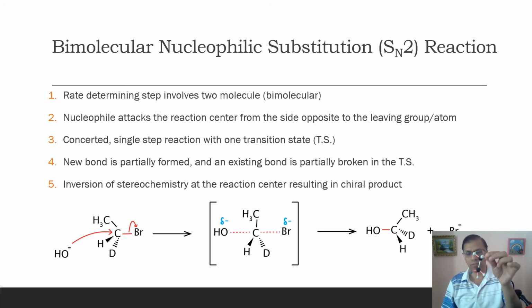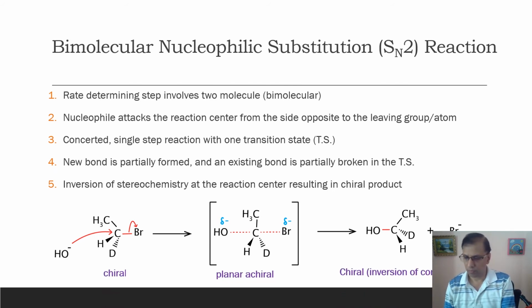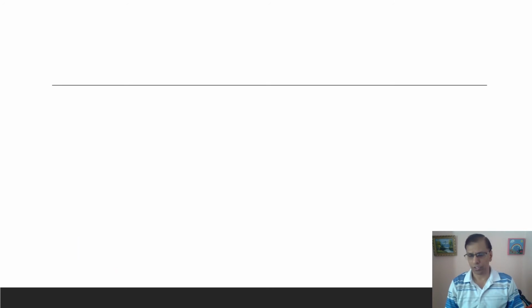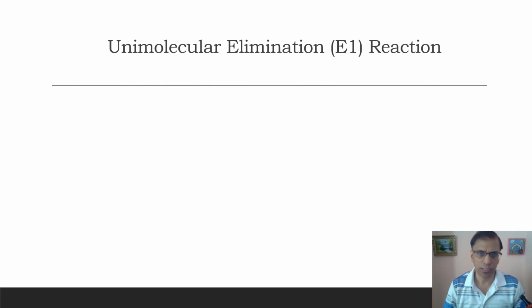So you'll have a chiral product, one single enantiomer, since you started with a chiral starting material. That's the characteristic of an SN2 reaction. If you start with a chiral starting material, you will end up with a chiral product, and there'll be inversion of configuration. So let's move on to the next type of reaction.